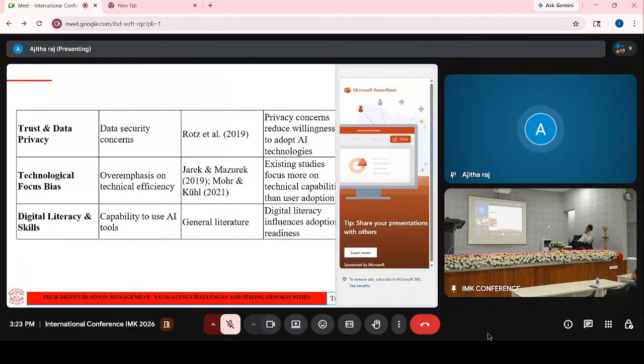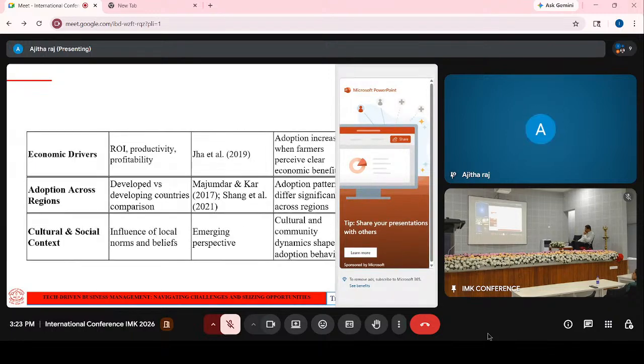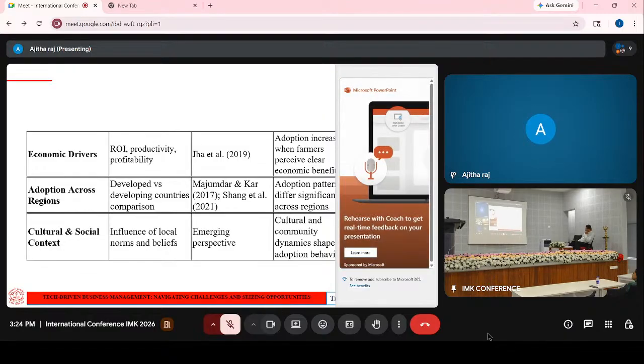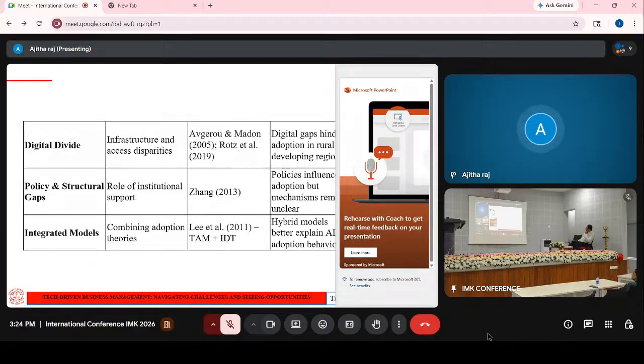So a lot of research has been done on trust, data privacy, bias, and digital literacy, and what drivers it has when it comes to economic benefits and adoption across particular regions, whether it's industry, agriculture, or more nature-based industry. On cultural and social context, India is still a developing market for AI, where it does not completely trust adopting it in agribusiness, and a huge gap has been explained.